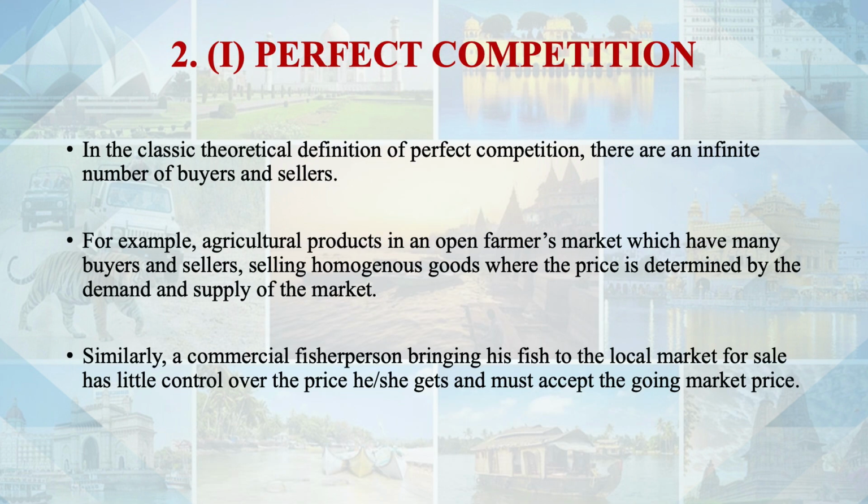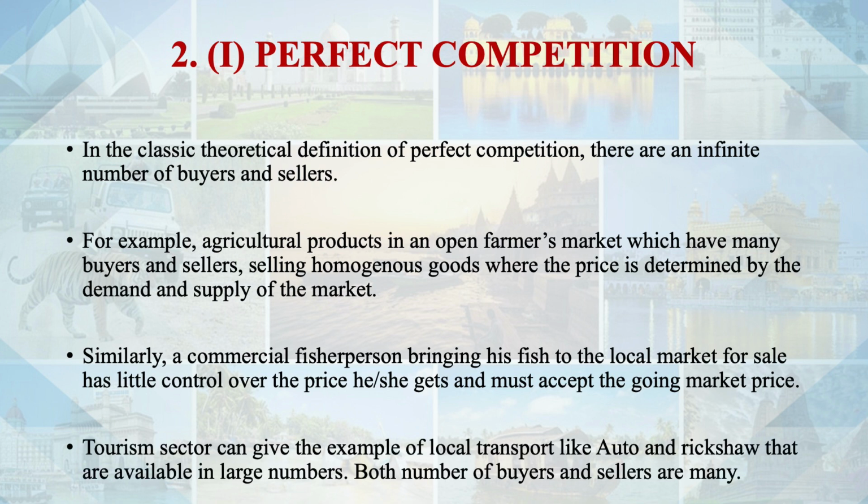Similarly, a commercial fisher person bringing his or her fish to the local market for sale has little control over the price he or she gets and must accept the going market price. The tourism sector can give the example of local transport like cabs, autos and rickshaws that are available in large number. Both buyers and sellers are many, but there are certain standardized prices for certain routes. So, although the autos, taxis, cabs and rickshaws are many, and the number of sellers and buyers are many, and they are selling a homogeneous product, yet there is a certain amount of standardization, as in the price for a particular kilometer. It is fixed. So that works in that way.